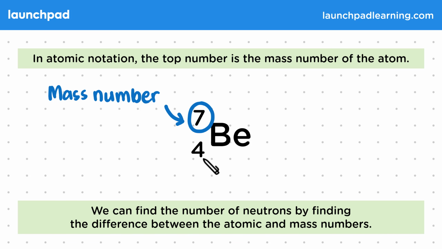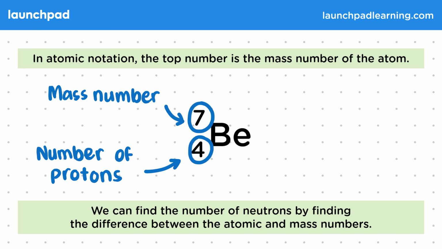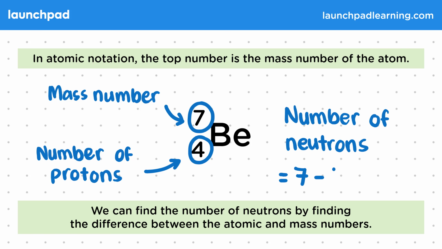Then with this, we can find the number of neutrons by finding the difference between the atomic and mass numbers. Remember, the bottom number in atomic notation represents the atomic number, the number of both protons and electrons in the atom. So in this case, the 4 tells us that there are this many protons in the nucleus. Therefore, the number of neutrons is found by doing 7 minus 4. We take the total number of protons and neutrons and subtract the protons from this, to find that there are 3 neutrons. For your exams, make sure you can distinguish between the 2 numbers used in atomic notation and that you can find the number of neutrons using these.